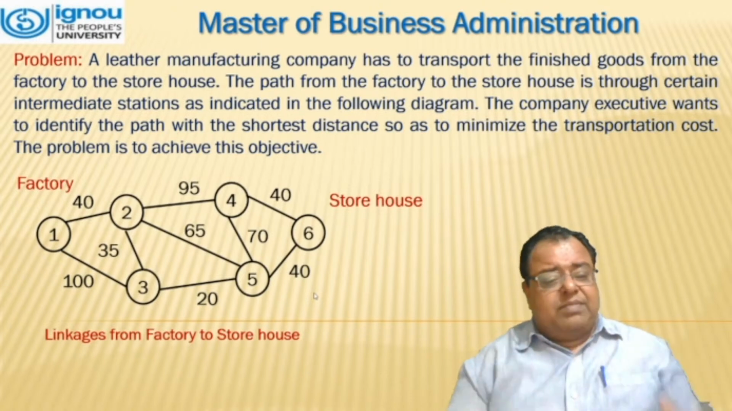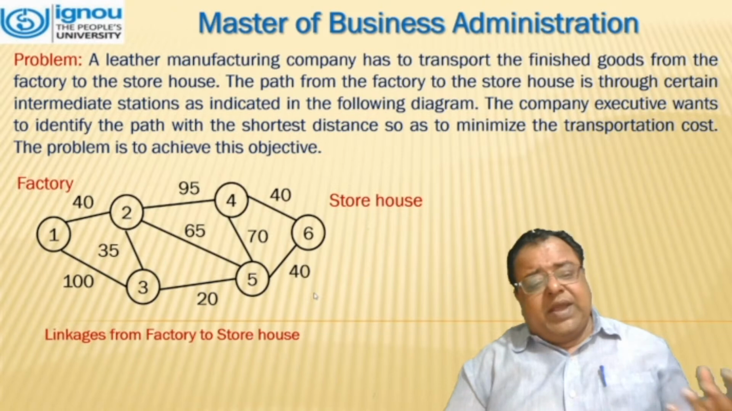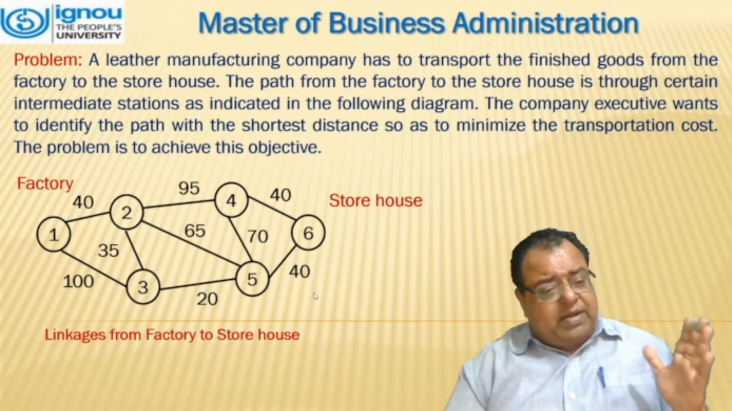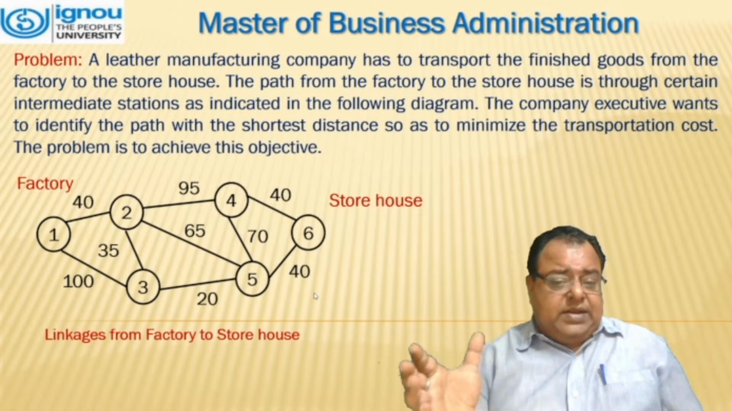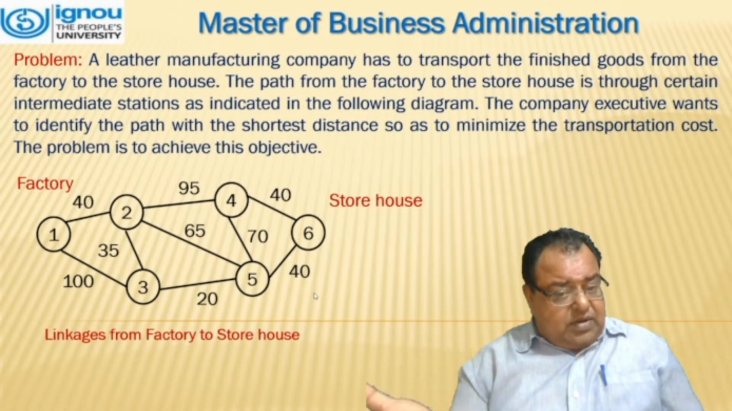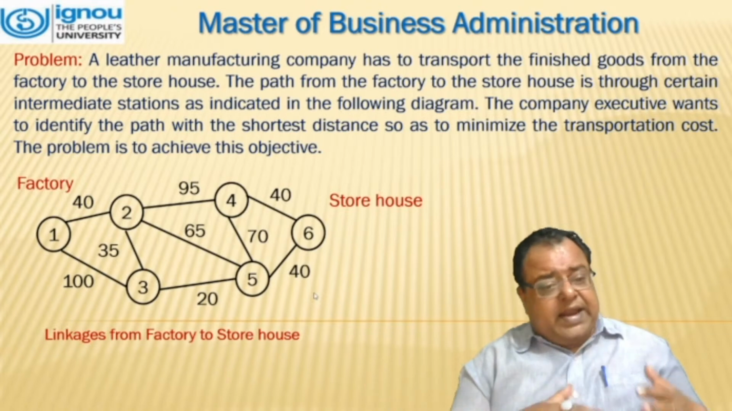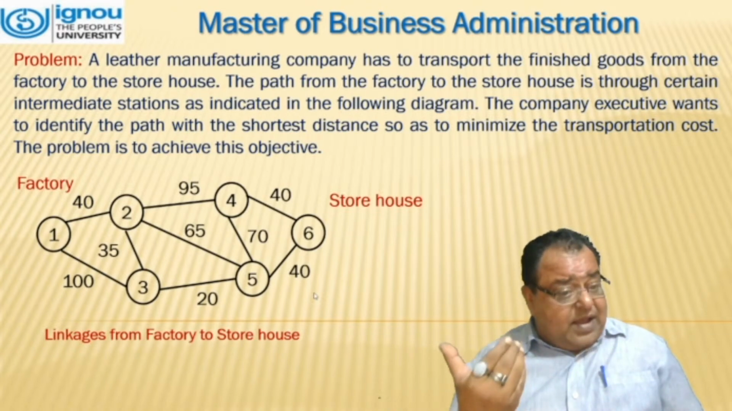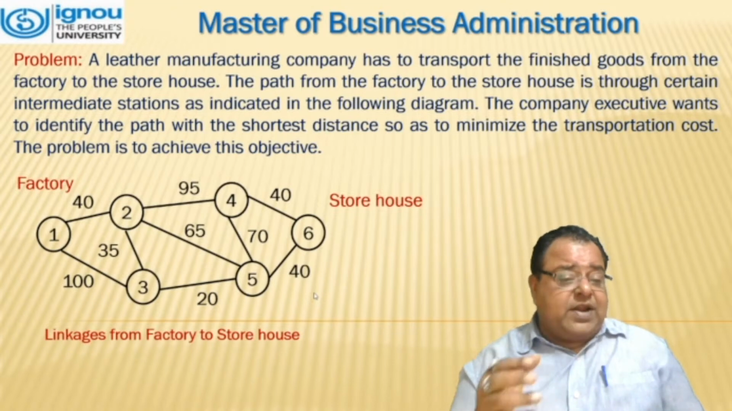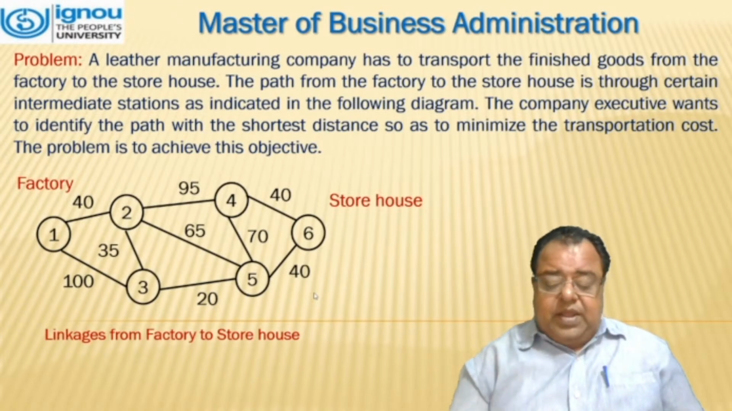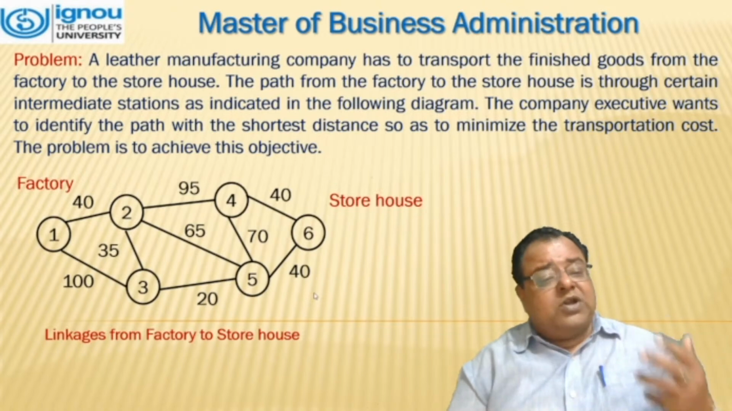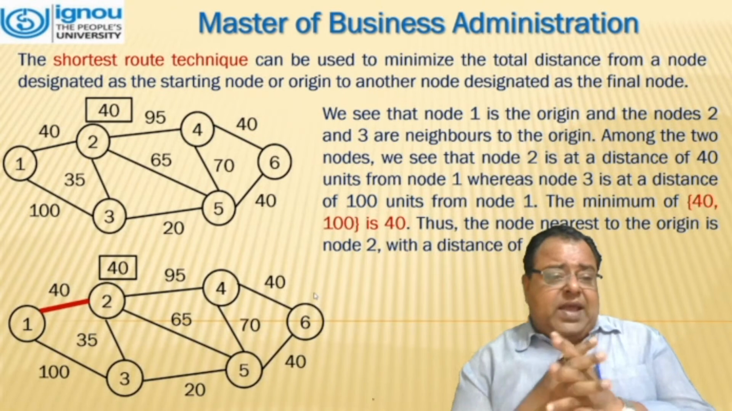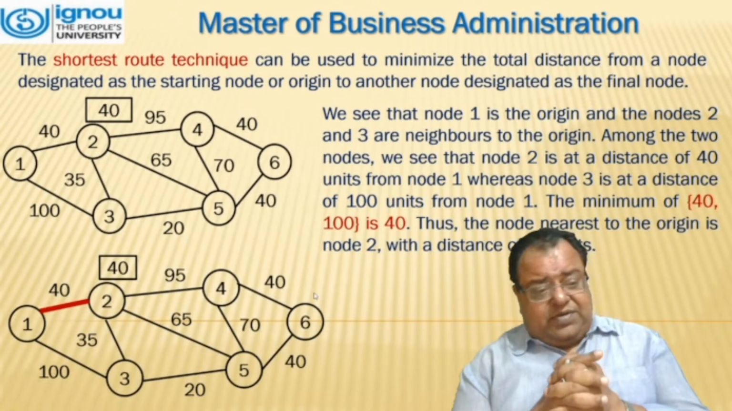Now, this diagram is basically given to us. We can see that on the left side is the factory, which has been numbered 1, and there is a storehouse which is numbered 6, and in between we have some numbers written on the arrows, and there are some numbers which are written on the circles. Now, how to identify and what do these numbers signify? We have to first of all calculate the shortest route.